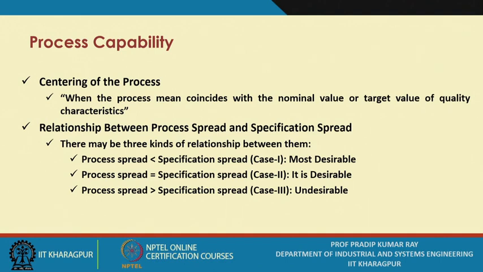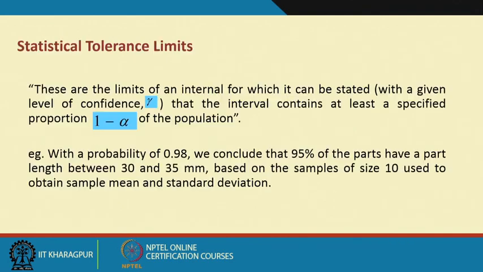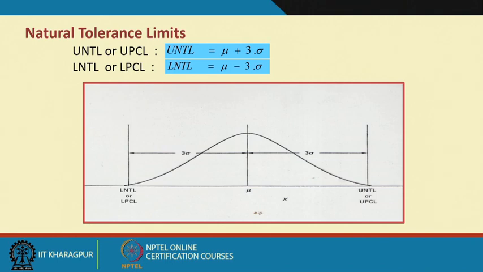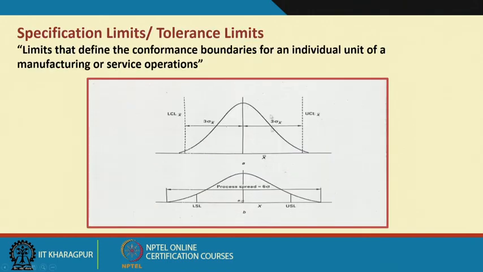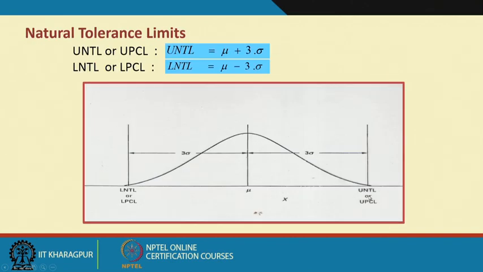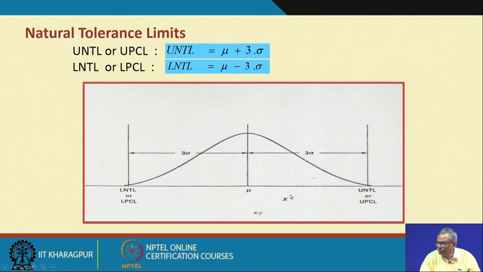Now the next important aspect you must be aware of is the relationship between the process spread and the specification spread. Is it okay? As I have already mentioned, what is the process spread? The process spread is actually related to the distance between the upper natural tolerance limit and the lower natural tolerance limit. So that is basically the process spread.